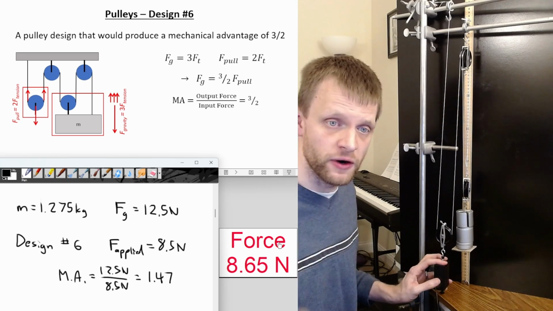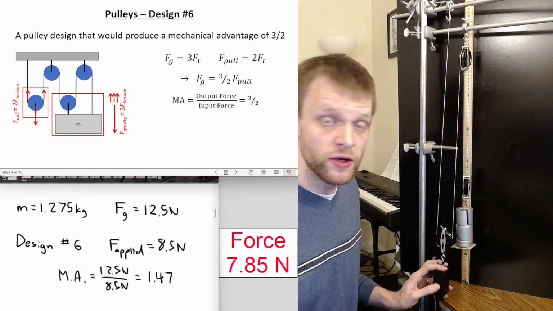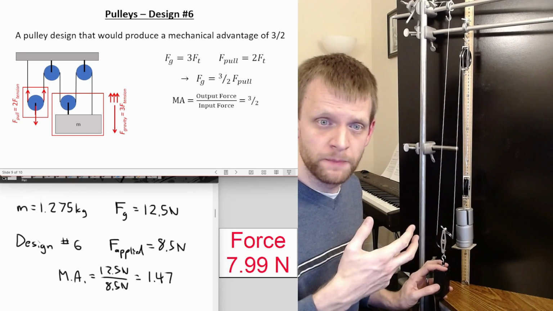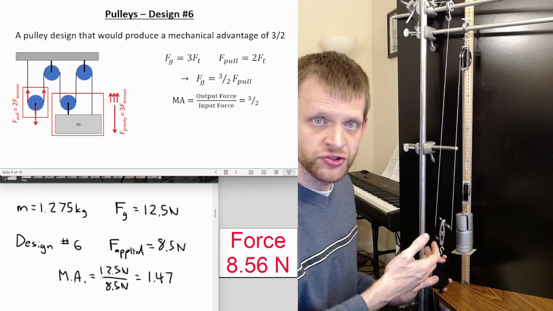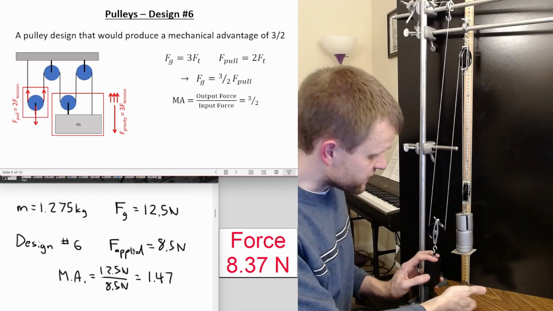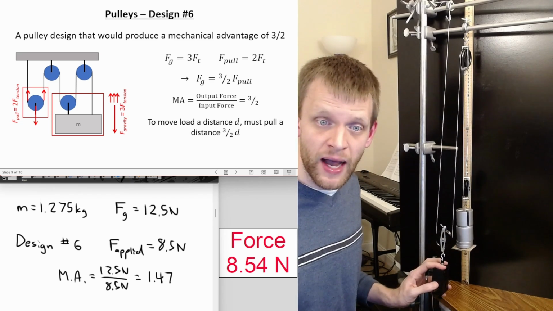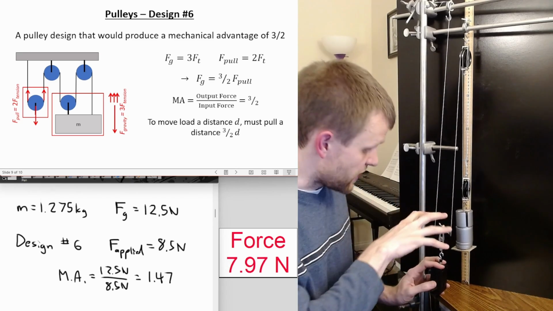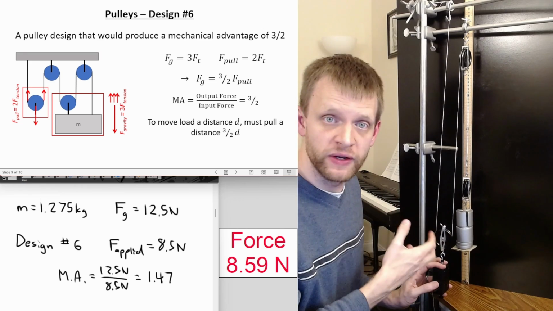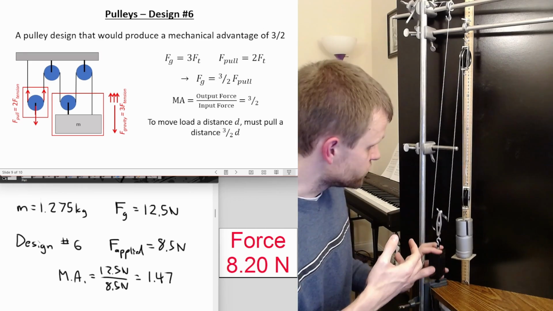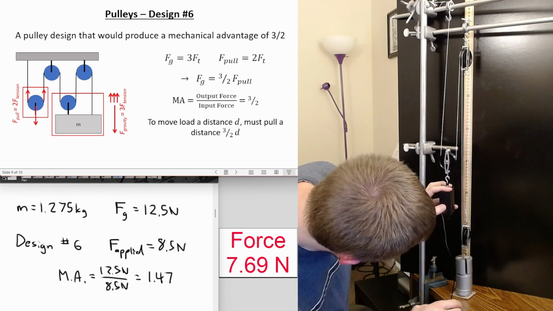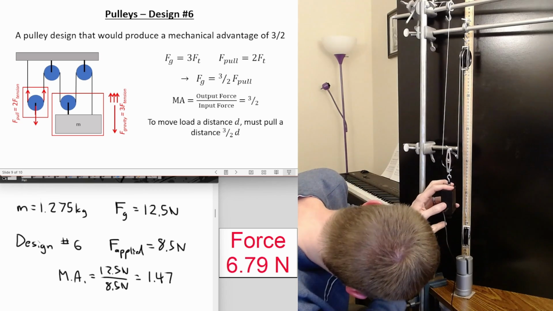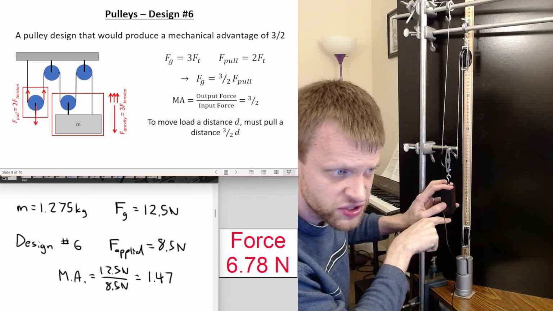In terms of how far I have to pull this: if I'm getting 1.5 times the output force, then if I want to make this thing move up a certain distance d, I'm going to have to pull down on this side 1.5 times the distance. So let's quickly check that. When this is just on the ground, the bottom of the sensor is at the 25 centimeter mark.